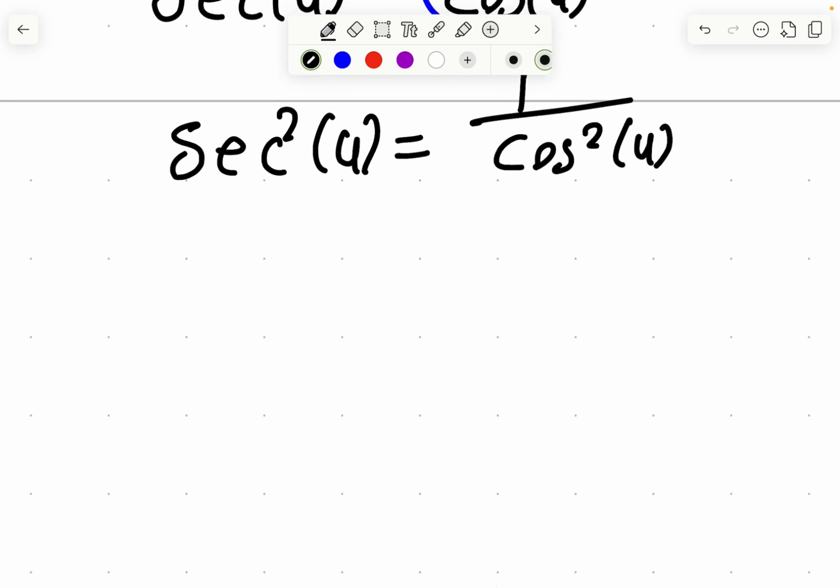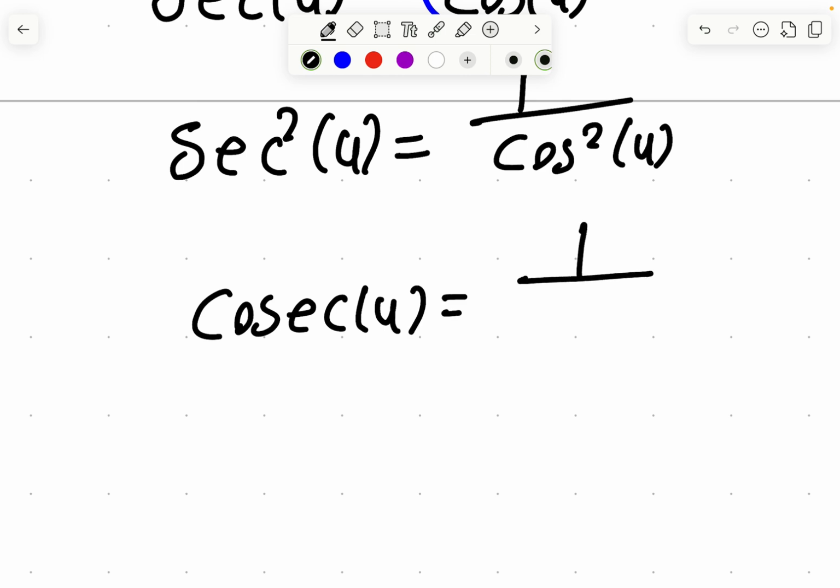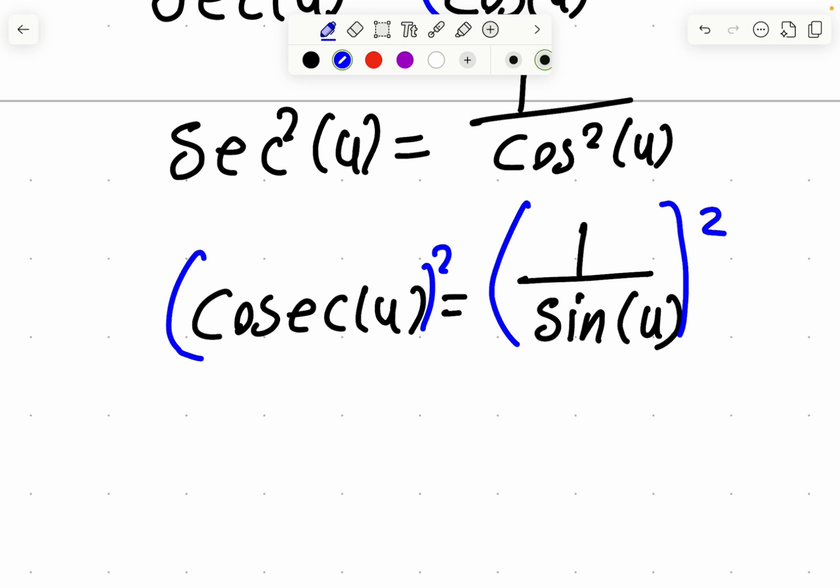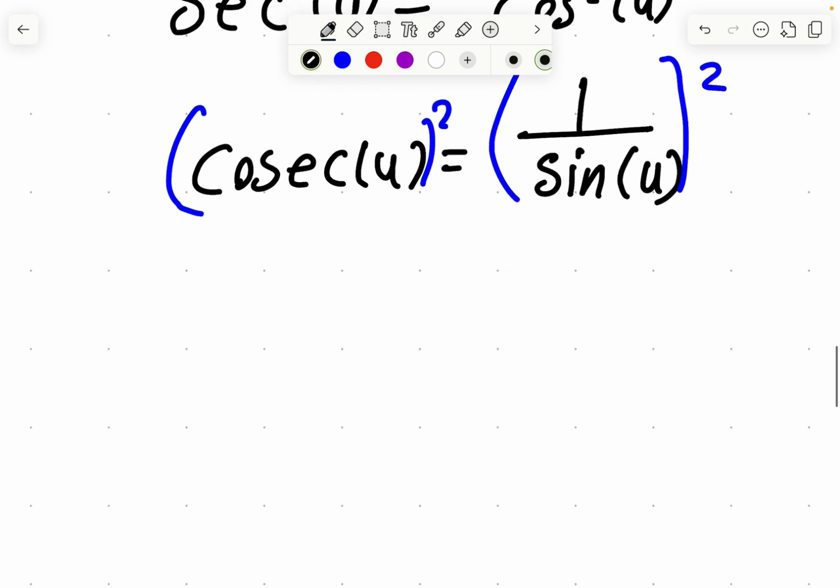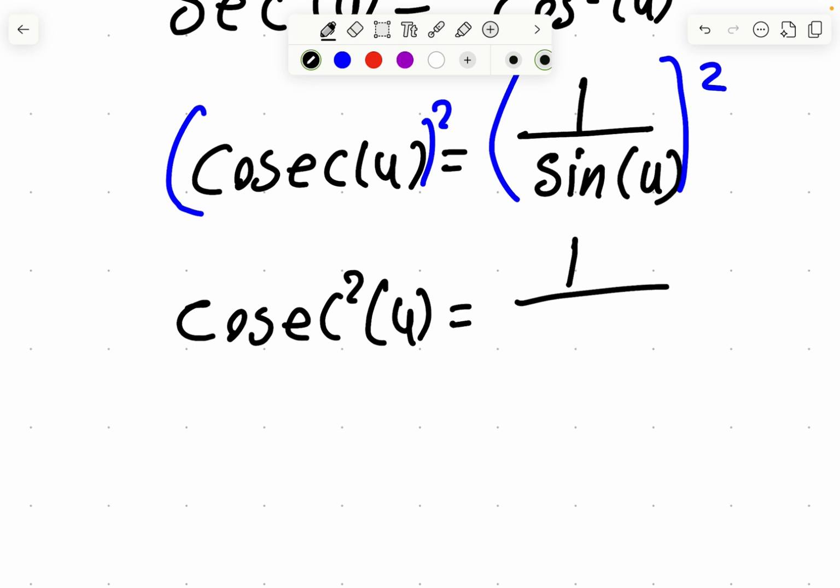It's the very same thing as cosec. We know cosec u is 1 over sine u. So if you want cosec squared u, we square both sides. Our answer is going to be cosec squared u equals 1 squared, which is 1, over sine squared u. That's the identity you must know.